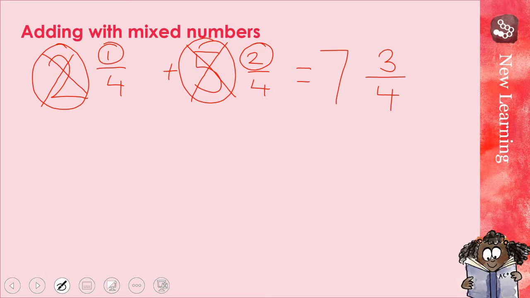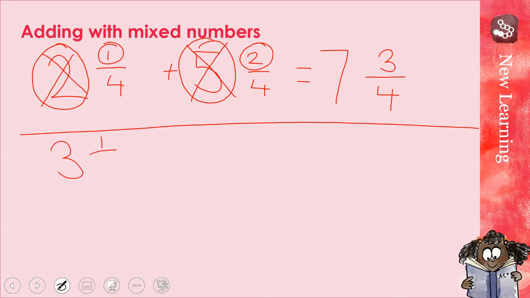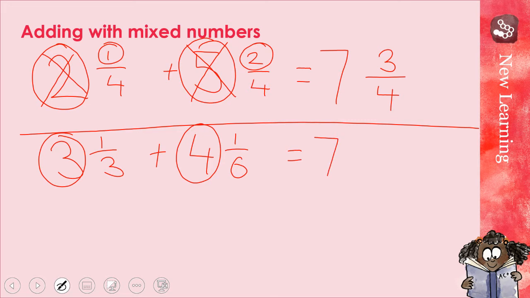What I might get, however, is a problem where the denominators are not the same. For example, I might have 3 and a third, add 4 and a sixth. If I do get a problem like that, I need to, again, always add the whole numbers together first. 3 add 4, 7. Then I need to do what I did in the last lesson.